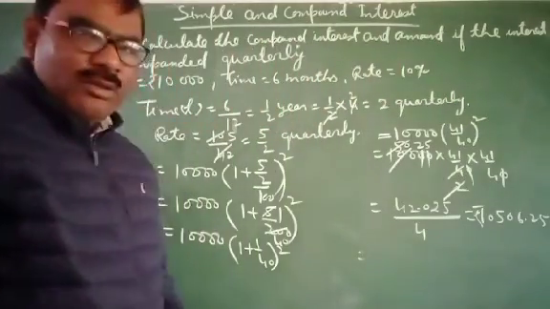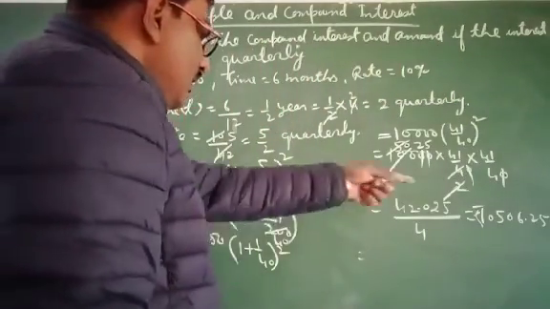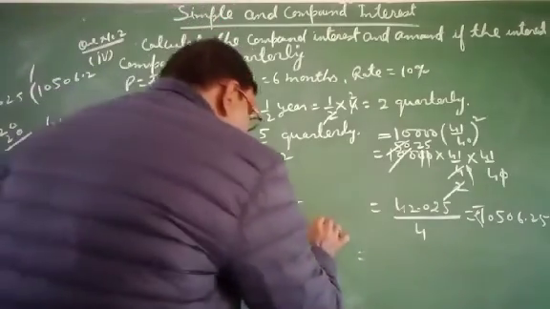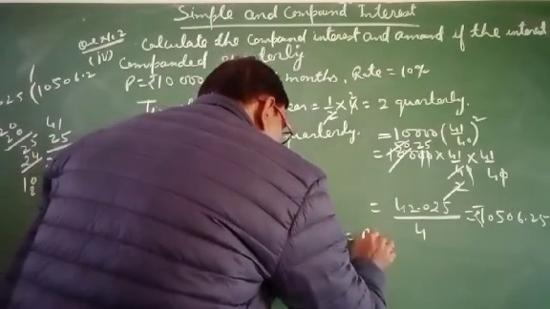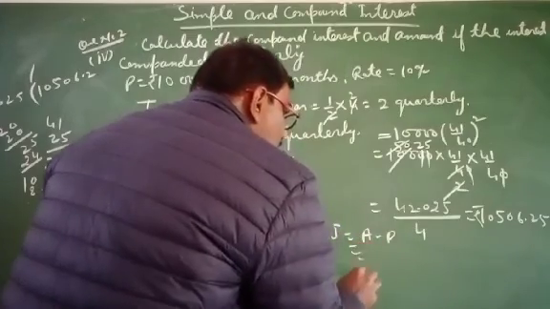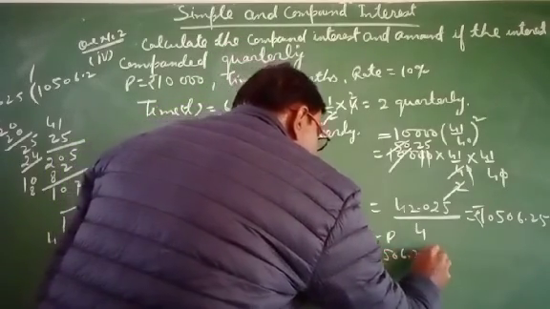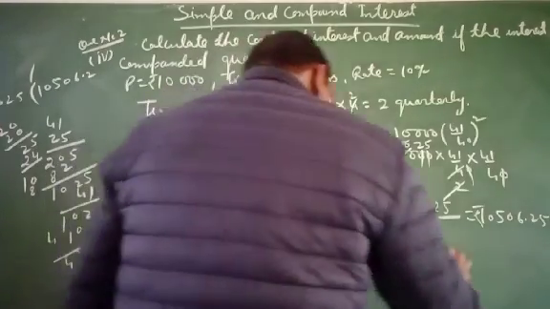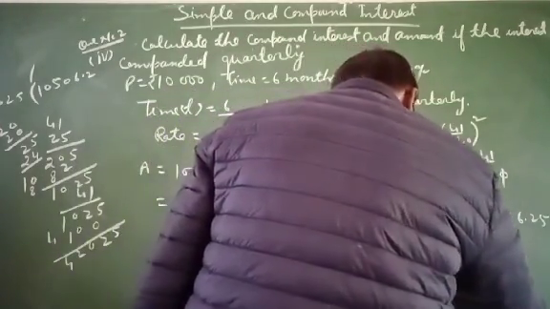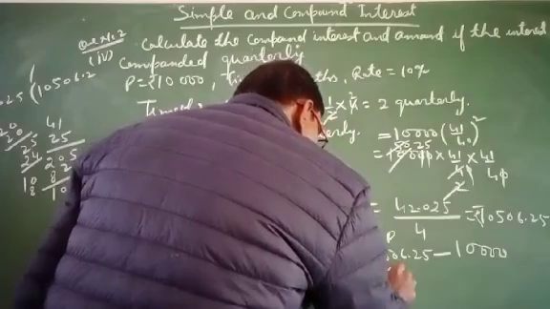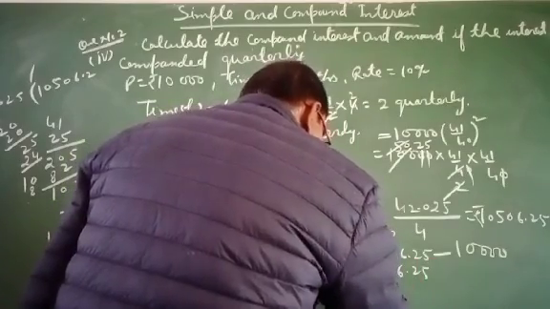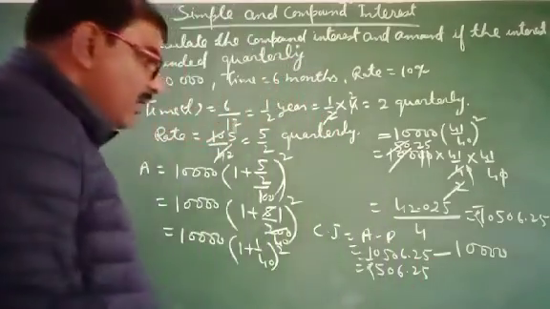Now we have to find out this amount. Therefore, compound interest equals A minus P equals 10,506.25 minus 10,000. It will equal to 506.25 rupees. This is the compound interest.